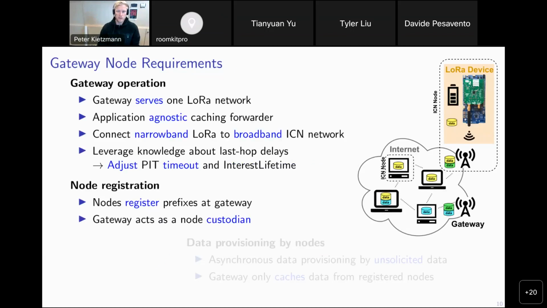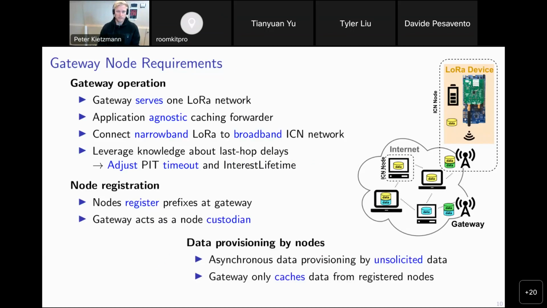We have added a node registration feature after a LoRa node joins the network. A node registers an individual name prefix at the gateway, which acts as a node custodian. LoRa nodes can only serve content under that name prefix.